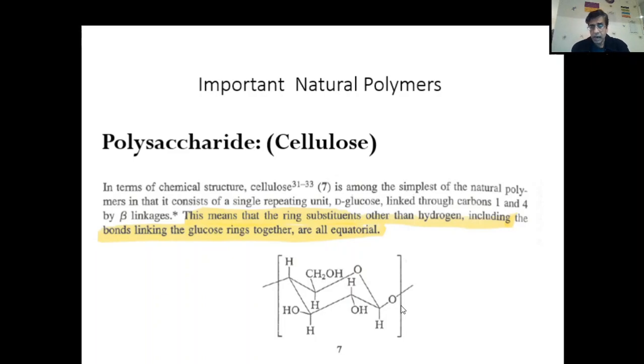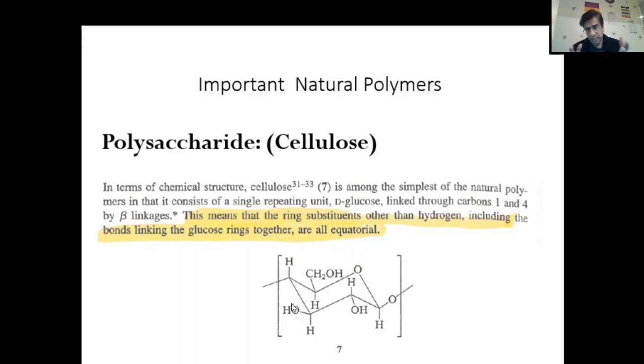Now, what this highlighted part is saying is that except for the hydrogen, all other substituents are at the equatorial position. The other substituents right now are OH, so OH and this group CH2OH are all at the equatorial position. This is the way you should remember.